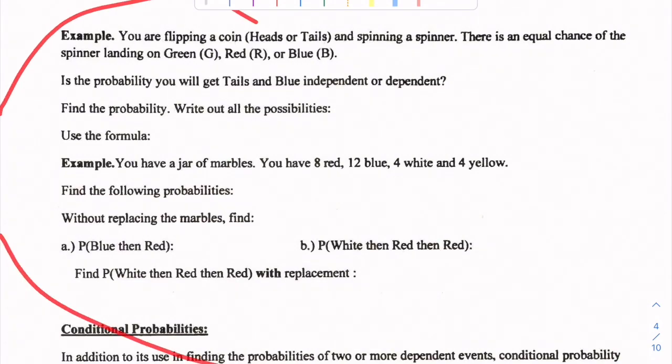All right, so we'll do this whole entire example together. So kind of just follow along here. You're flipping a coin, heads or tails, and spinning a spinner. There's an equal chance of the spinner landing on green, red, or blue. Is the probability that you will get tails and blue independent or dependent?